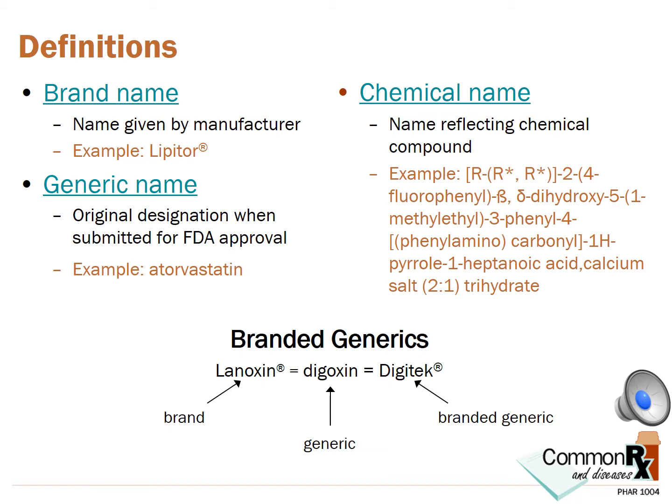There are also branded generic names, which can be confusing. For example, Lanoxin is the original brand name for generic product Digoxin. There was another generic product that came out later, and the manufacturer decided to brand it as well for marketing purposes. So even though it is a generic medication, it has a branded name, which is Digitech. However, most medications simply have a single brand, single generic, and single chemical name.